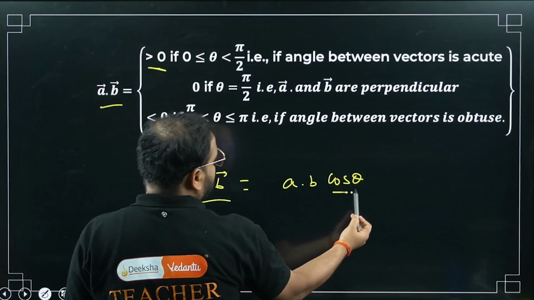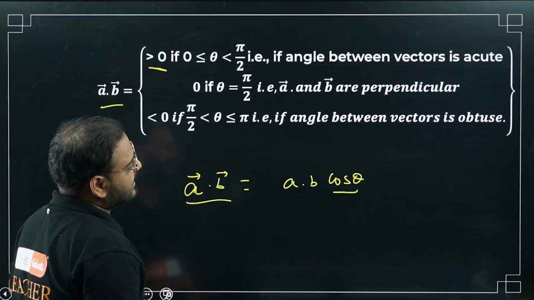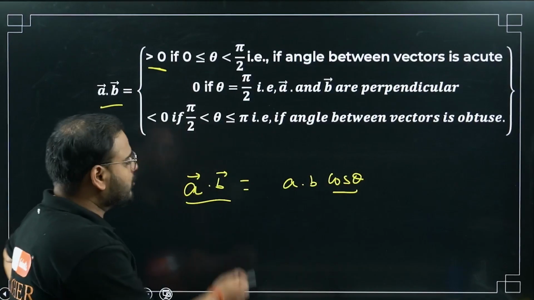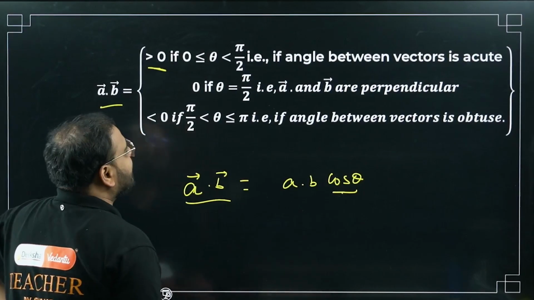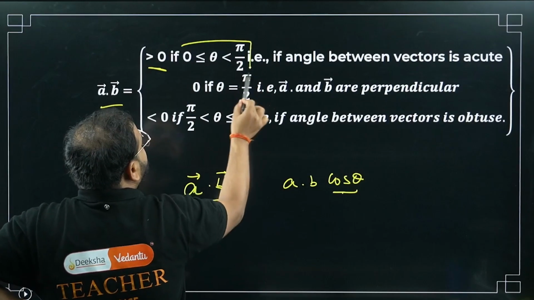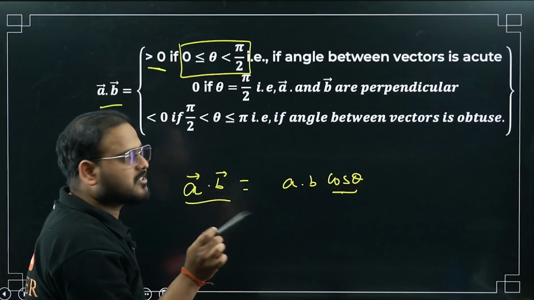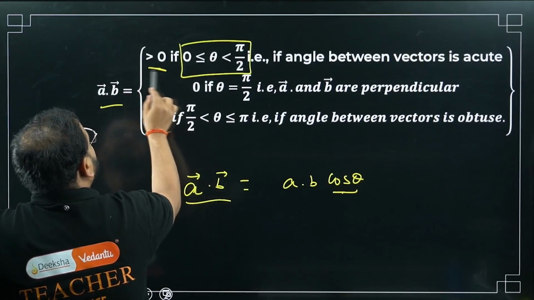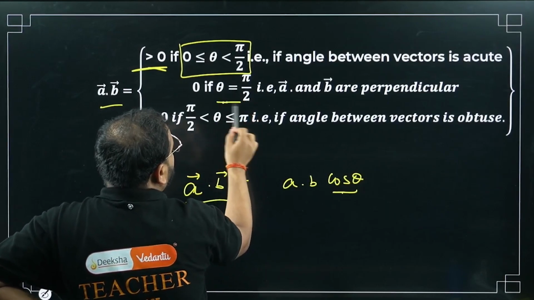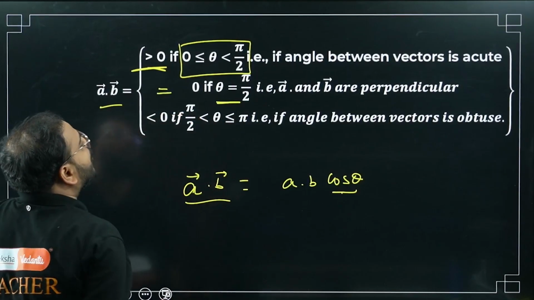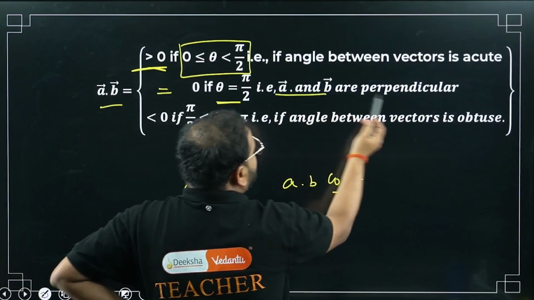Based upon this, I can take it, provided both A and B are positive. In that case, if cos theta is positive, this whole thing is positive. Correct? So cos theta is positive between what angle? In this angle, 0 to pi by 2, the first quadrant, cos theta is positive because all ratios are positive. So it is going to be greater than 0. It is equal to 0 when theta is 90 degrees. We just talked about that, meaning when vector A and vector B are perpendicular.